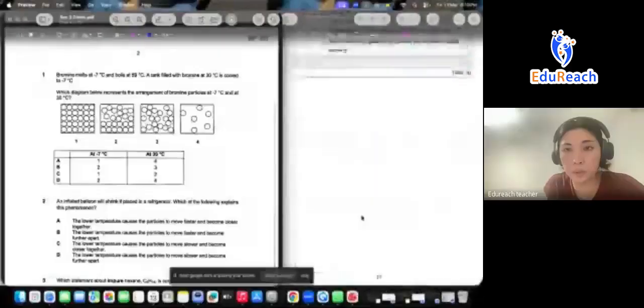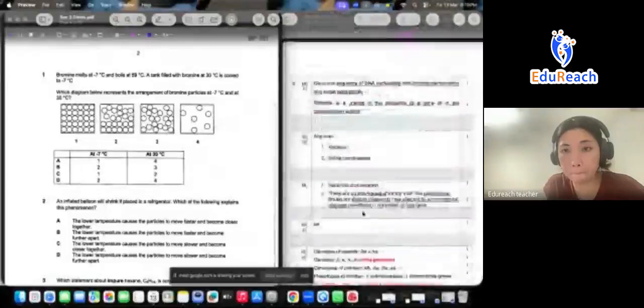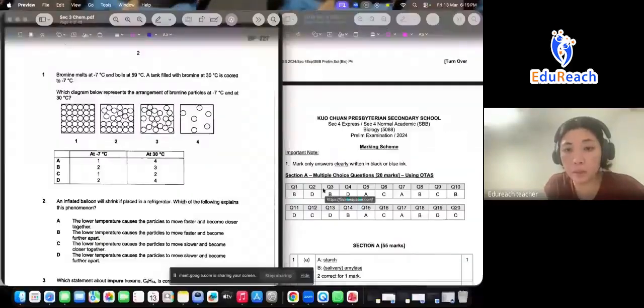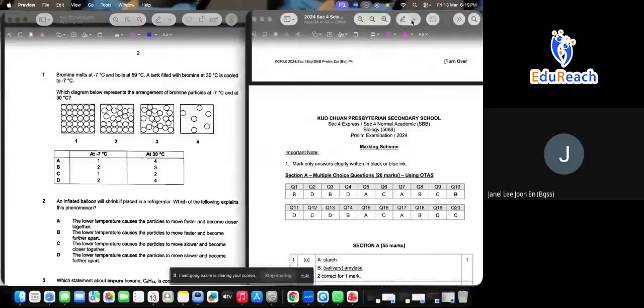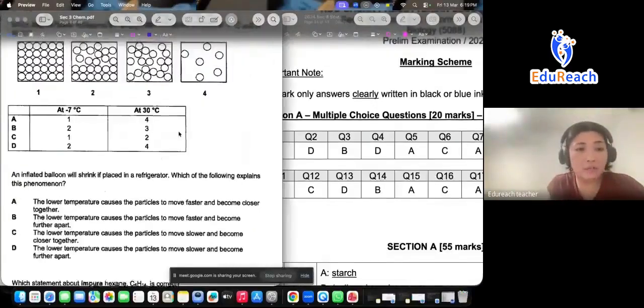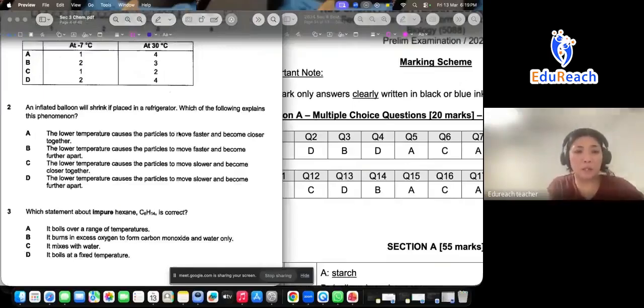Now can you tell me your answer out loud first. What's your answer for question 1 and 2? B and C. Question 1 is correct. Question 2 is wrong. The correct answer for question 2 is actually D. An inflated balloon will shrink if placed in a refrigerator. Which of the following explains this phenomenon?